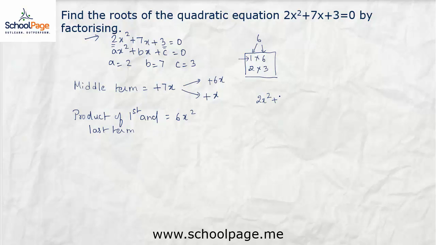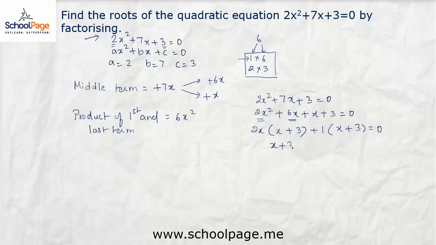So 2x square plus 7x plus 3 equal to 0. Now let us split the middle term. So we'll have 2x square plus 6x plus x plus 3 equal to 0. Between the first and the second term, we can see that we can take 2x common. So we'll have x plus 3. Between these two terms, 1 is a common term. So we take plus 1 into x plus 3 equal to 0.